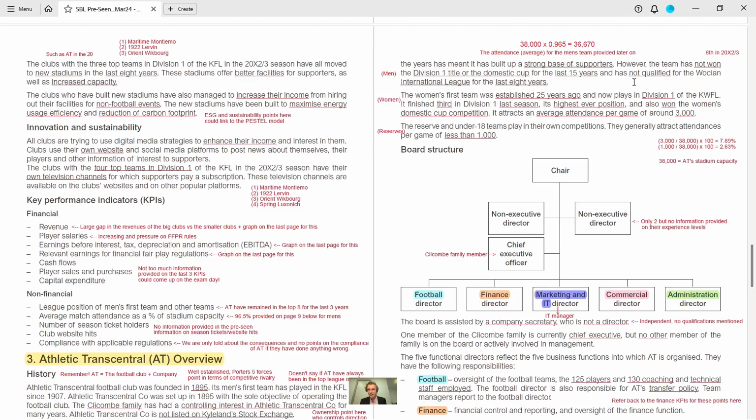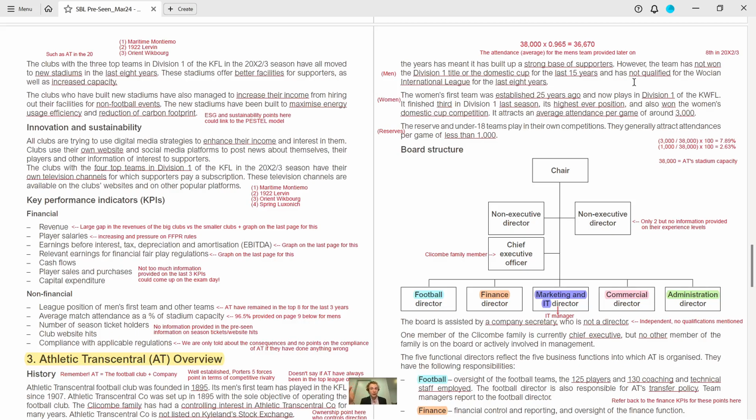But the key thing here is, however, they're 8th in the current league. They've not won the Division 1 title in the last 15 years. They've not qualified for the International Cup in the last 8 years. So that is having a negative impact on the exposure of the club, and then also the potential revenue moving forward. The women's team has only been established for 25 years.